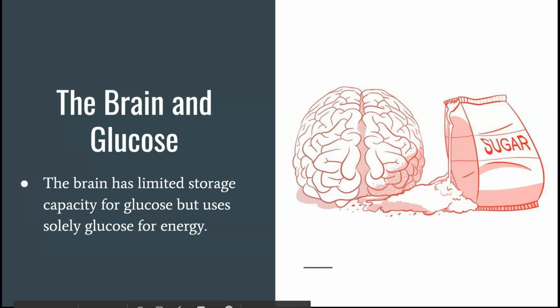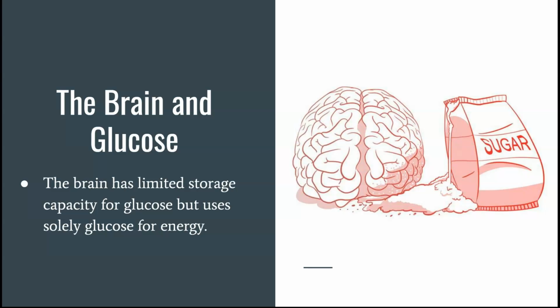Your brain cannot store glucose, but uses glucose as its only source of energy. Okay, so if you do not have sugar in your body, you will not be able to function as a human. Really kind of interesting evolutionary tidbit.